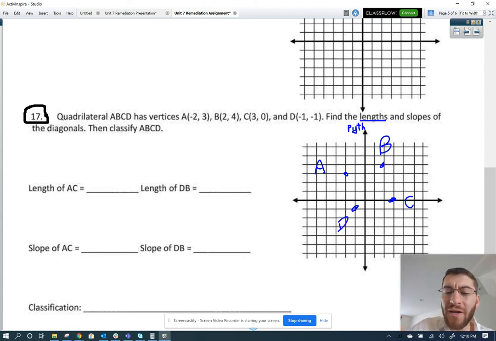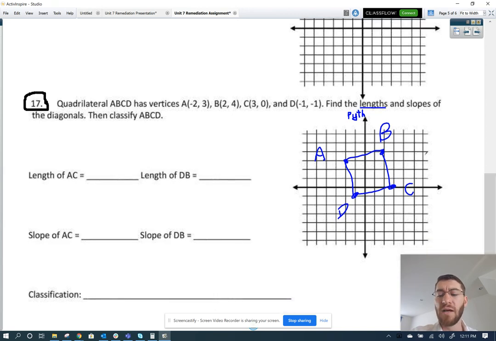All right, and then we want to connect the dots. And just visually, we want to classify A, B, C, D. That means we want to say, what shape is this? Is this a rectangle? Is it a parallelogram? And to classify, we need to use the most specific name possible. So, for instance, we can't just say it's a quadrilateral, some kind of four-sided shape. We have to be more specific.